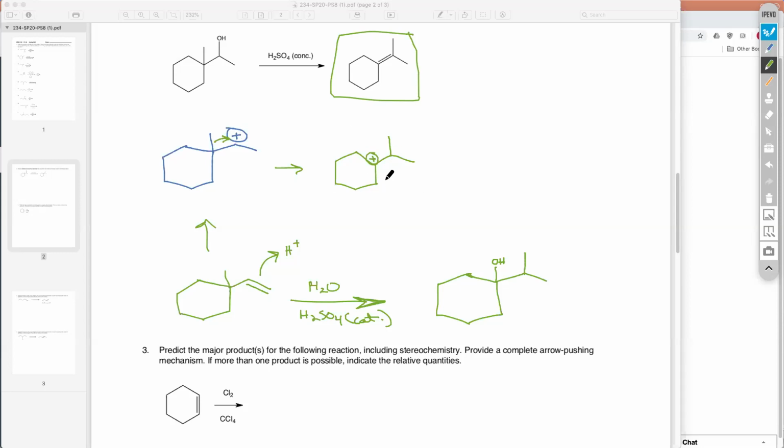And so then, because we're in water, you know, the water adds at this step, we then deprotonate the water molecule, and this would be our final product here. So that's just showing you sort of how a methyl migration might take place under different circumstances.